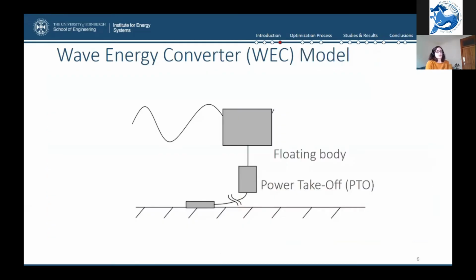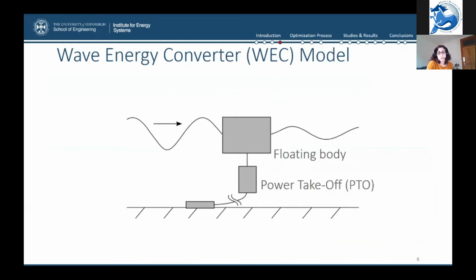So using a simplified wave energy converter model, I would like to introduce the main components and functionality of a wave energy converter. We can see that a floating body will oscillate with the incoming waves, and this oscillatory motion will be converted into electricity by a power takeoff system. Finally, we have a mooring line that keeps the wave energy converter, or WEC, in place.